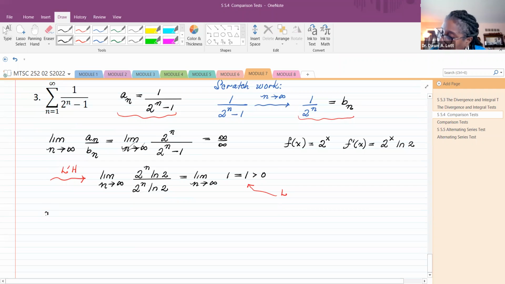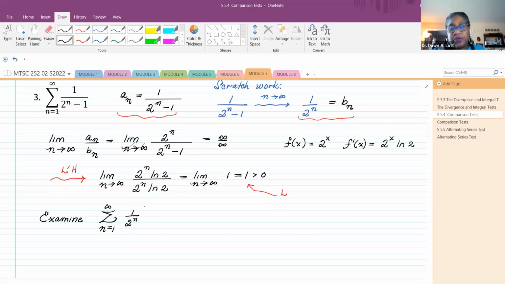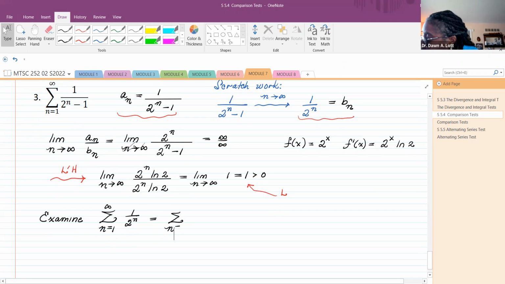So now I need to examine this series to determine if it converges or not. If it converges, the original series converges. If it diverges, the original series diverges. Okay, I'll give you a hint. I'm going to rewrite this. So now what does that series look like?